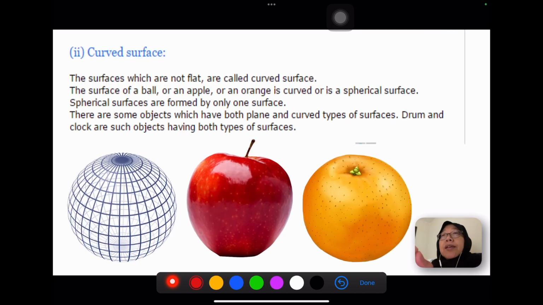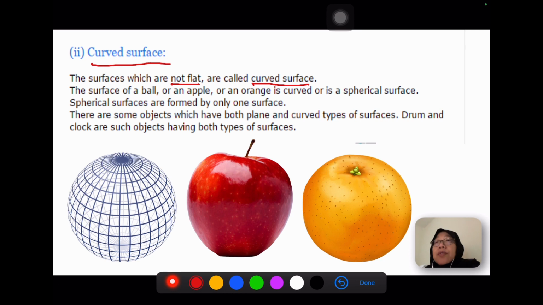Now the other one is the curved surface. Surfaces that are not flat are called curved surfaces. For example, a ball here, you can see it three-dimensionally, front and also the other side. Then we have an apple, yummy, and then we have an orange. These are all curved surfaces, or we can call them spherical surfaces, because there's only one surface, which is the curved surface.